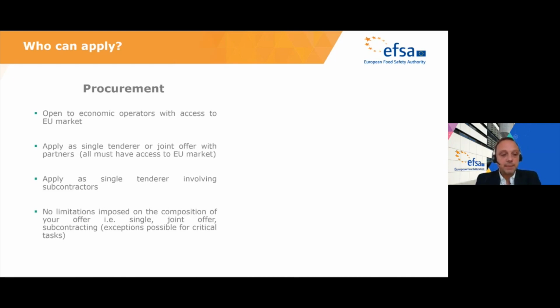Now, tenderers may apply under procurement rules alone or in a joint offer with other partners. In this case, all partners will sign the contract with EFSA, and they must all have access to the EU market. But tenderers may also decide to involve subcontractors.